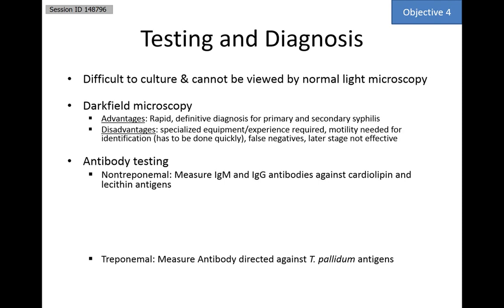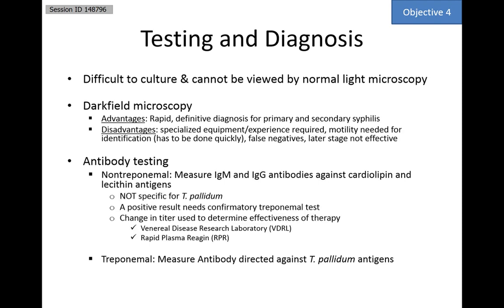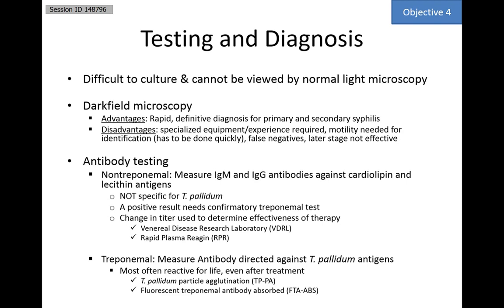There are some antibody testing that can also be done. So they're divided into two types. The first one is non-treponemal antibody testing, which is very non-specific to the organism. And a positive result initially has to be confirmed by a treponemal antibody testing. So a treponemal antibody testing is more direct against the pallidum antigen compared to the non-treponemal antibody.